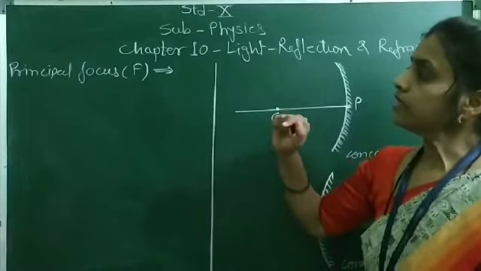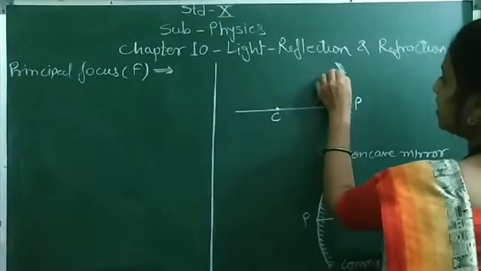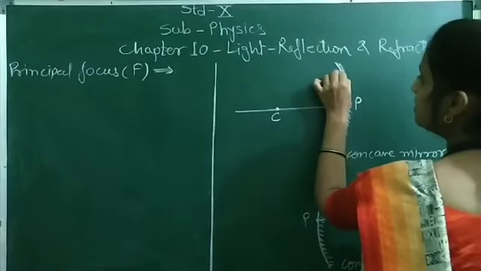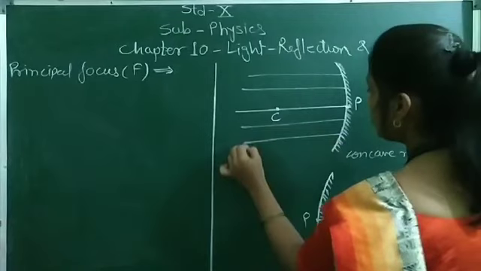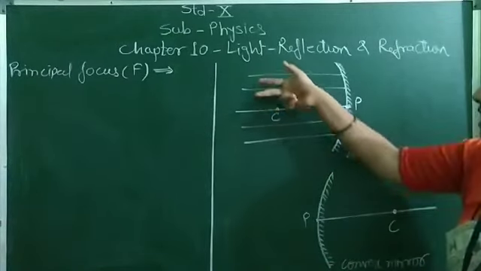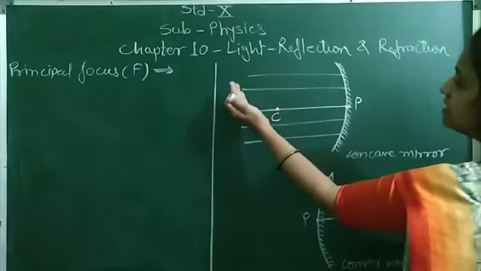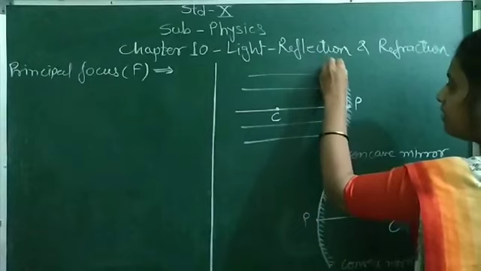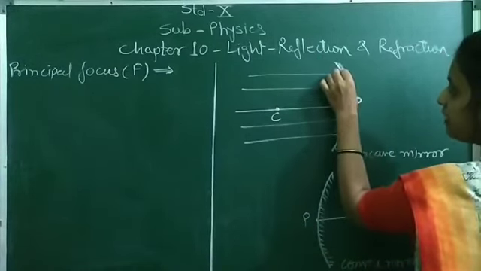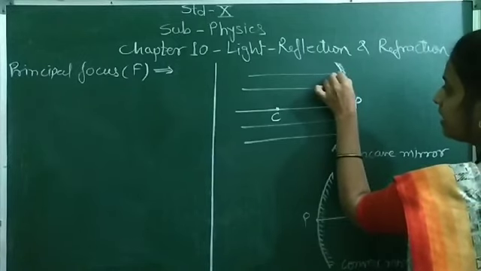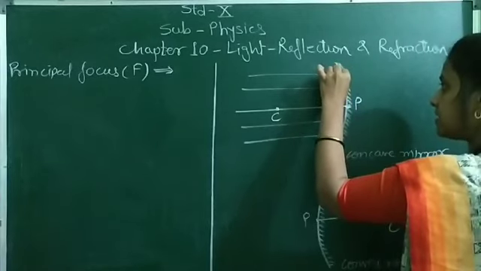Now, the next definition is principal focus. Suppose parallel light rays are incident on a concave mirror. As these light rays are incident on the reflecting surface of the concave mirror, they are reflected back and intersect at one point on the principal axis like this.